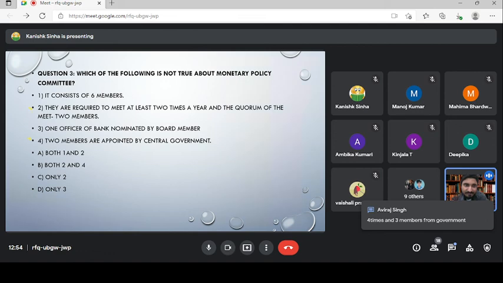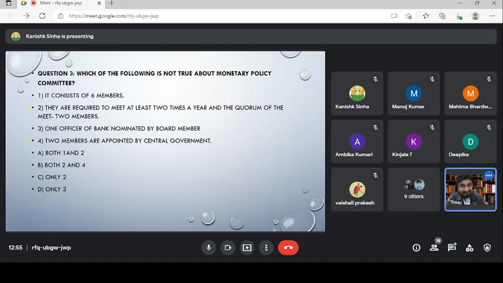The Monetary Policy Committee consists of 6 members, guys. How are you mentioning A? The Monetary Policy Committee consists of 6 members. The question is which of the following is not true about the Monetary Policy Committee? Some of the options suggested that they had done true, not true. Read it very carefully. They are required to meet at least 4 times a year, and the quorum of the meet is 4 members. One officer of the bank nominated by the board member. That is correct. 2 members are appointed by the central government. Guys, I have told you thrice this thing that out of the 6 members, 3 are from the RBI and 3 are from the central government.